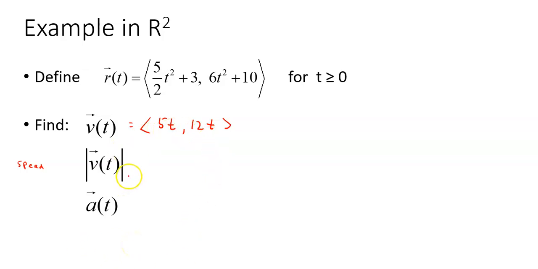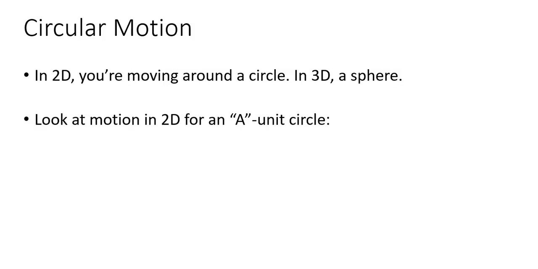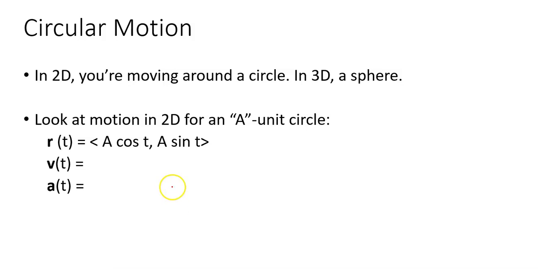So you have vector, scalar, vector. All right, circular motion. In 2 dimensions, you're moving around a circle. In 3 dimensions, you're moving around a sphere. So if you're in 2 dimensions as you move around the circle, then you can take the velocity and you can take the acceleration. And when you start taking dot products, interesting things happen.